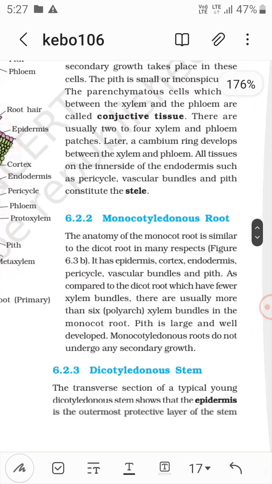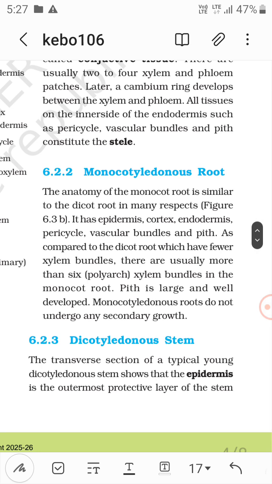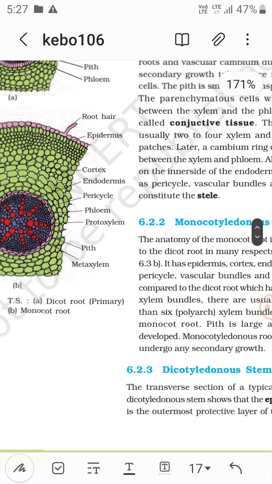Now, the monocot root. The anatomy is almost similar in many aspects. As compared to the dicot root, which has fewer xylem bundles, there are usually more than 6, that is polyarch, xylem bundles in the monocot root. The pith is large and well developed, and monocotyledonous roots do not undergo any secondary growth.